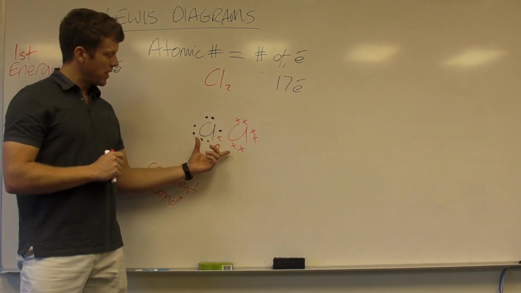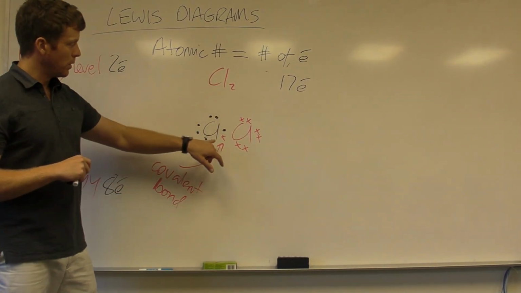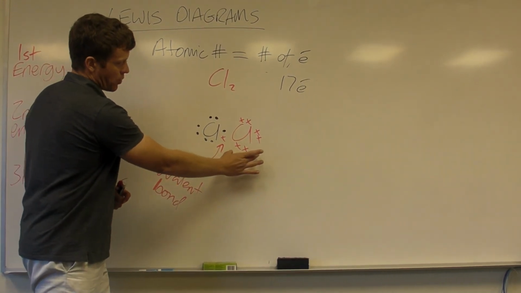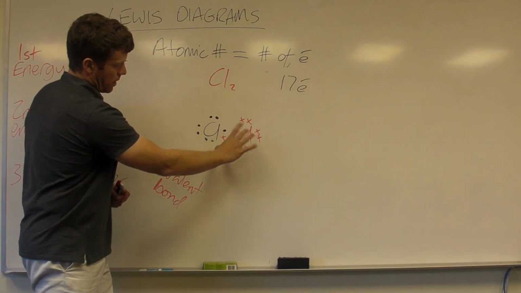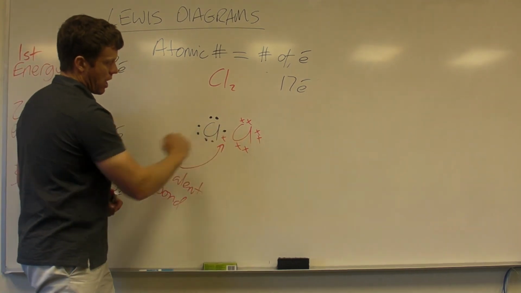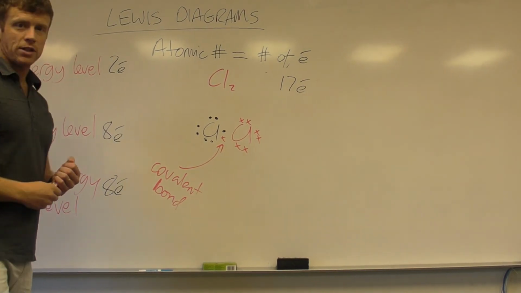How elements bond together is by sharing, well, one way is by sharing electrons to complete the energy levels. And so one way we can represent it is by showing the chlorines pairing up electrons and then sharing the last 2. And that's Lewis diagrams.